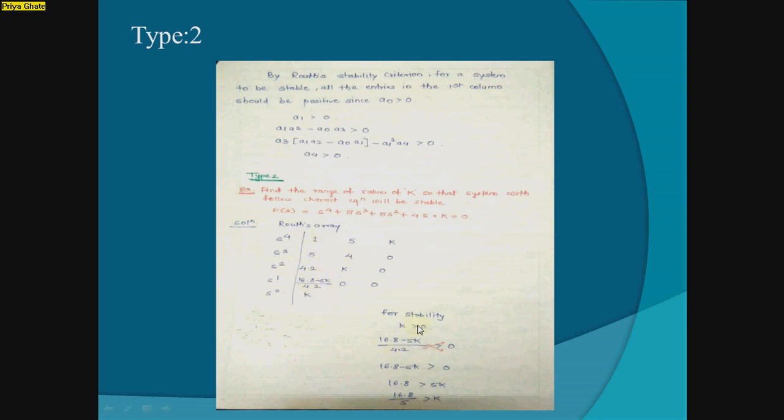For stability, k should be greater than 0. We are taking this k term for checking the stability. To find the value of k, we take this term: 16.8 minus 5k divided by 4.2 is greater than 0. If that 4.2 goes to the right hand side, that term should be 0. Now we have 16.8 minus 5k should be greater than 0.